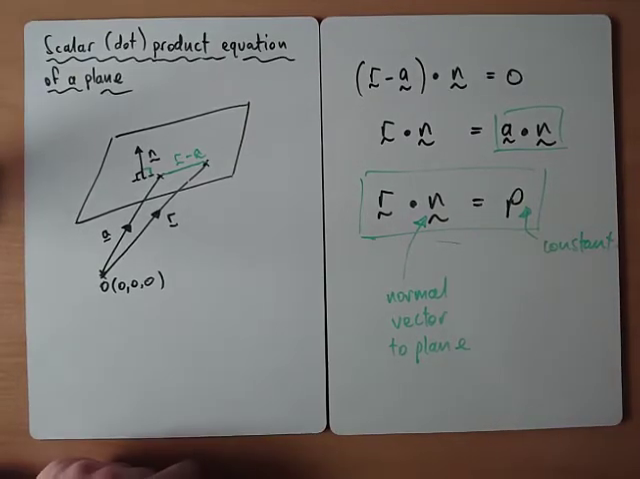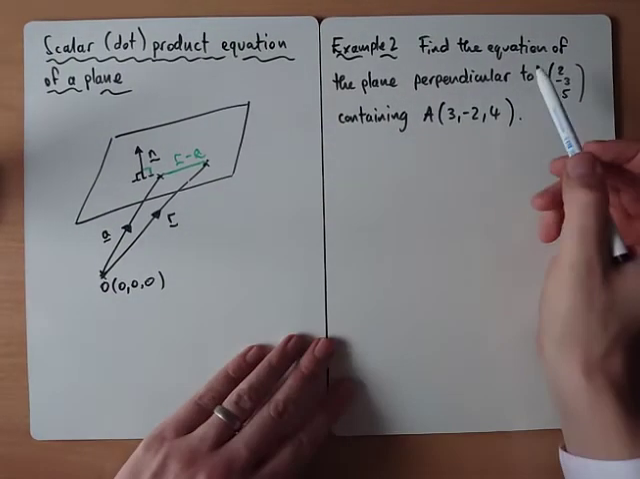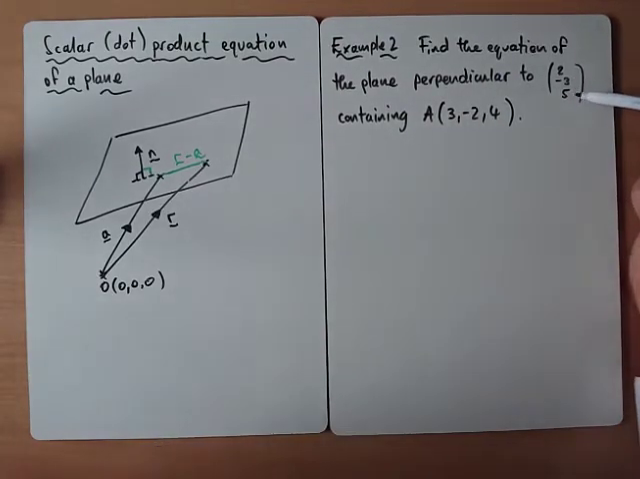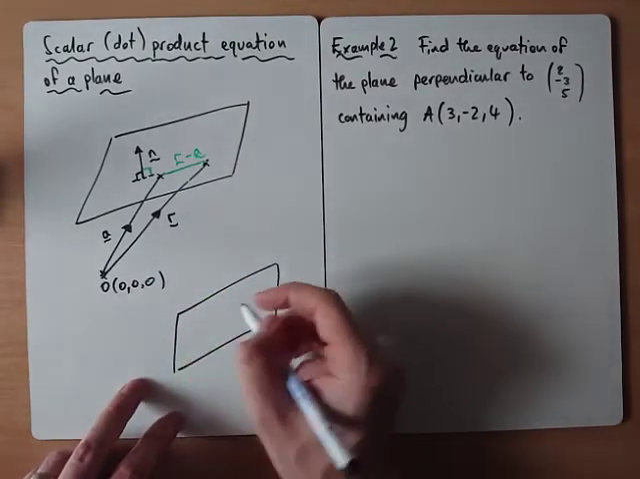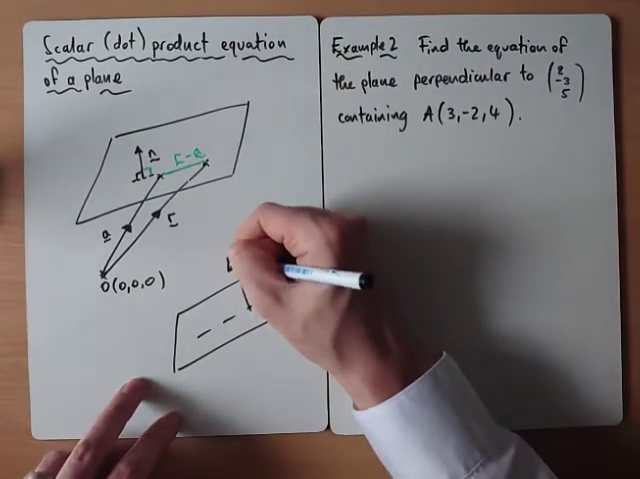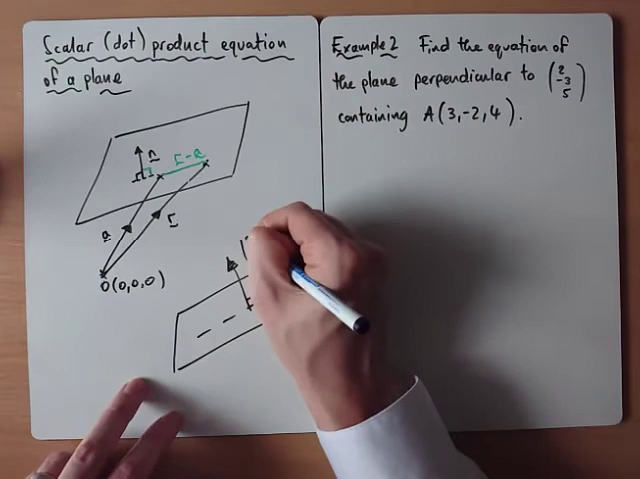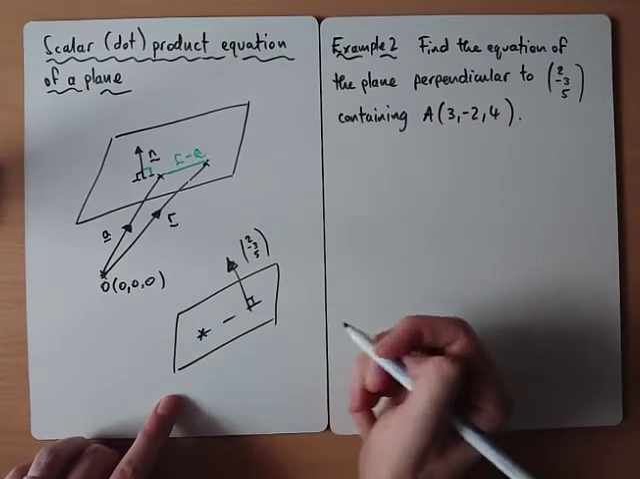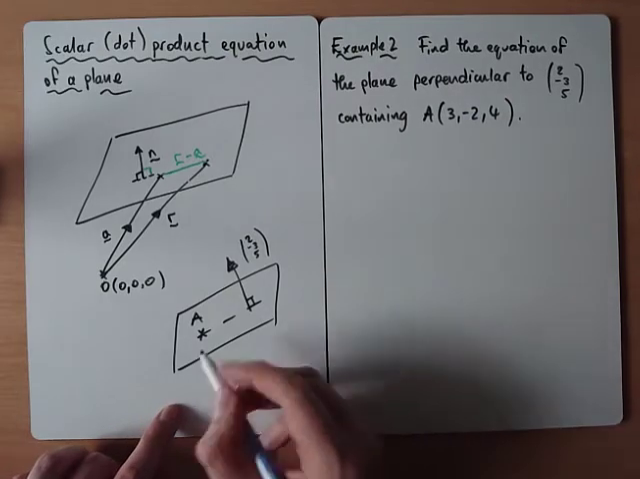Okay, so let's try one example. I'm just conscious the video is getting quite long. Example 2 says, find the equation of the plane which is perpendicular to the vector (2, -3, 5), and the plane contains the point (3, -2, 4). If we visualize this, the direction of the plane we don't know, but we do know the plane is perpendicular to the vector (2, -3, 5), and there's a point that lies within the plane, which is A, (3, -2, 4).